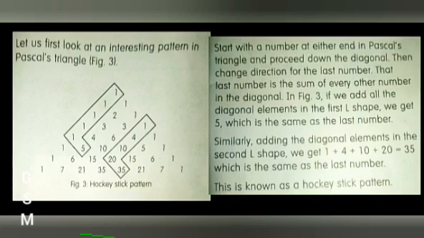In the figure, if we add all the diagonal numbers in the first L shape, we get 5, which is the same as the last number. Similarly, adding the diagonal elements in the second L shape, we get 1 plus 4 plus 10 plus 20 equal to 35, which is the same as the last number. This is known as a hockey stick pattern.